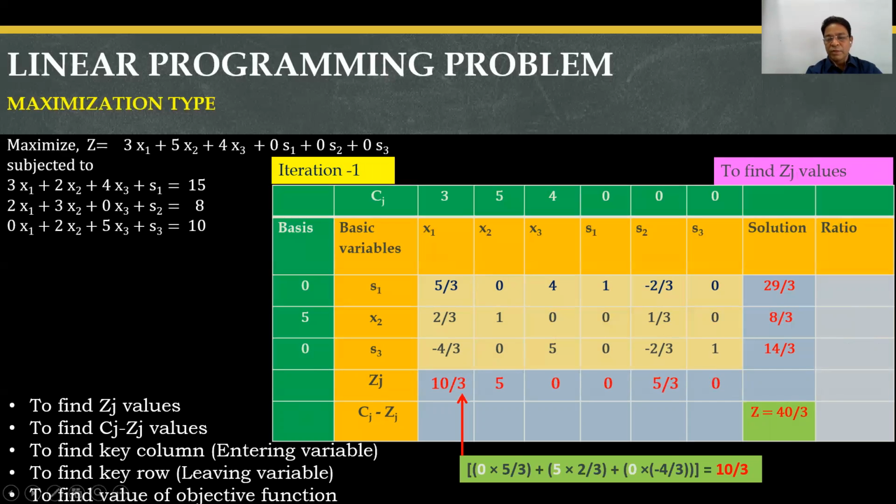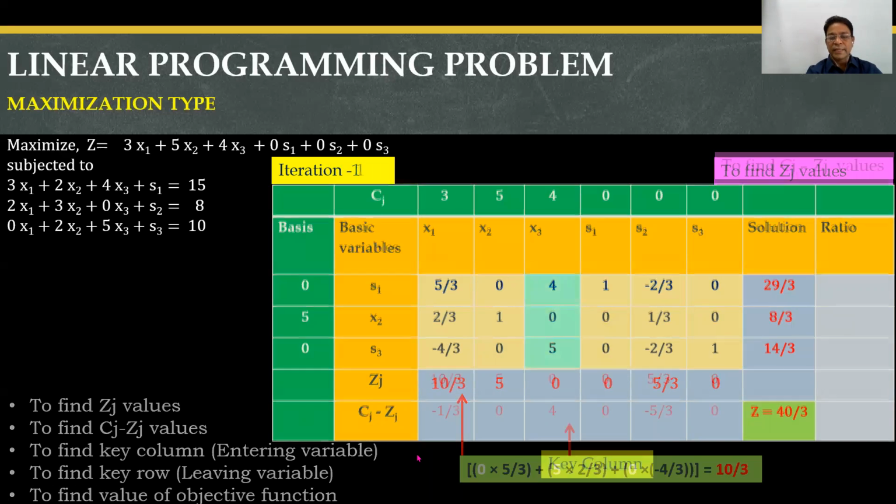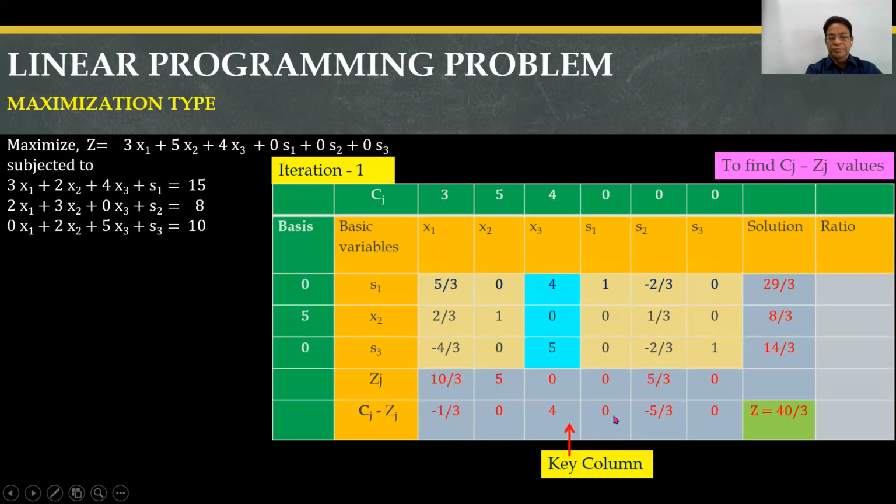This way we can find the values of all the elements in the Zj row. Now if I subtract the Zj element from Cj, I will get this. Now if I see, there is only one positive element here, and that is 4. So this becomes the key column.